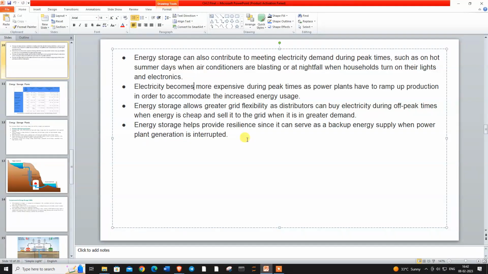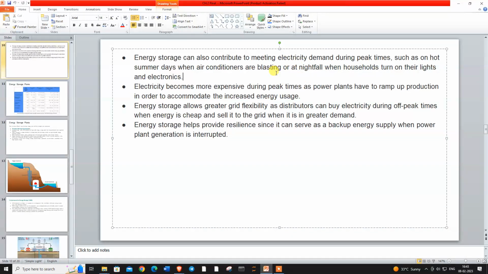Also, energy storage plants will contribute to meeting the electricity demand during peak times. As I said earlier, if the energy demand peaks at some time interval, you can use an energy storage plant to supply the peak. For example, on summer days when air conditioners are blasting, or at nightfall when households turn on their lights and electronics. So these are examples of when a peak can happen.